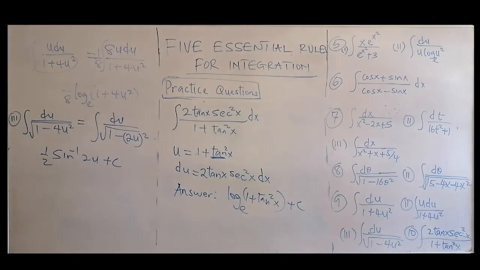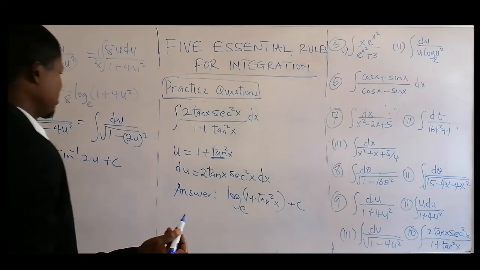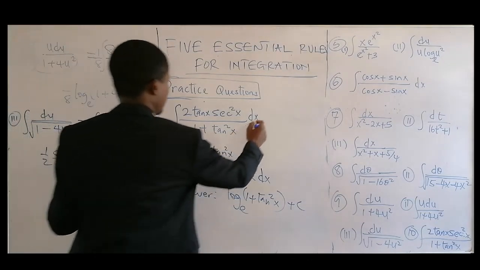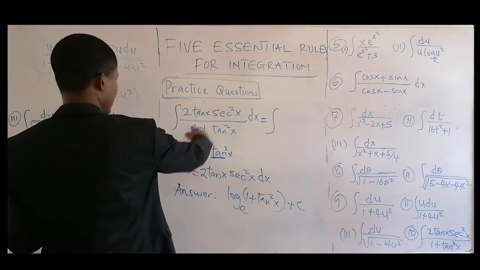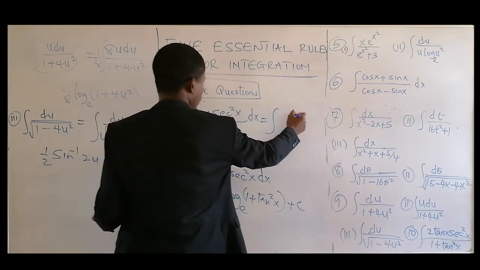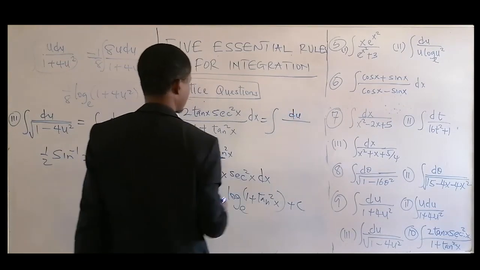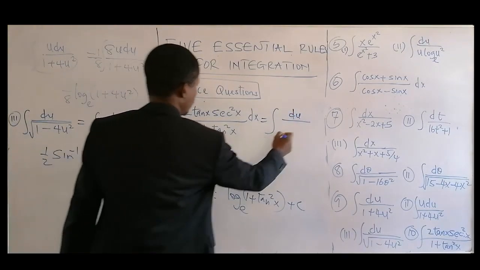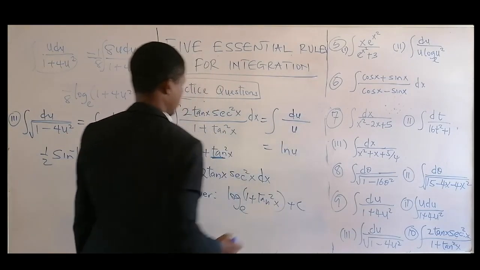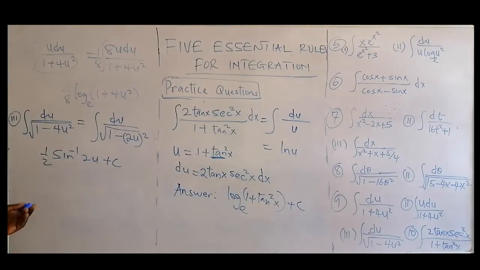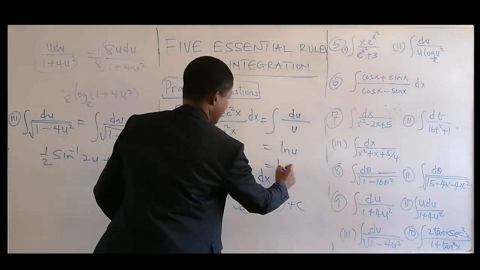I'll finish the solution without wasting time. If I want to make substitutions, this will become u over u, which is equal to ln u. Then plug in your u. ln u and log to base e are the same thing, so that will be equal to ln of the function.